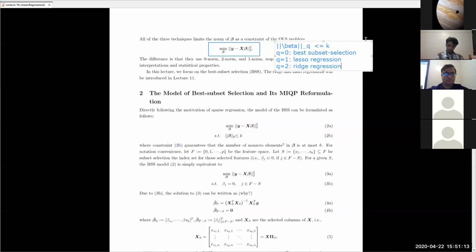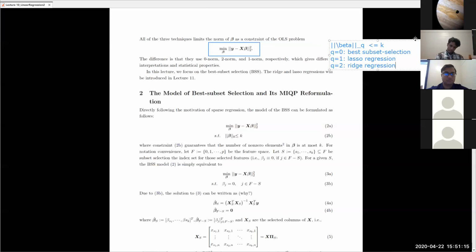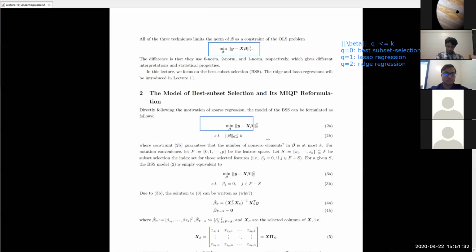Okay, so here are the settings of the shrinkage of the sparse regression method. And in this lecture, which is lecture 10, we're going to discuss the best subset selection. Okay, and then let's have a look at the best subset selection, as we just mentioned.